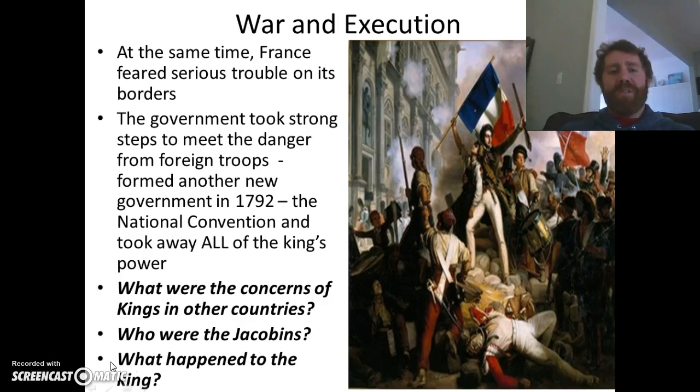The government also took some stronger steps to meet the danger from foreign troops, and the Legislative Assembly was persuaded to set aside the Constitution that was created in 1791 and create a new assembly, or a new form of government, in 1792.